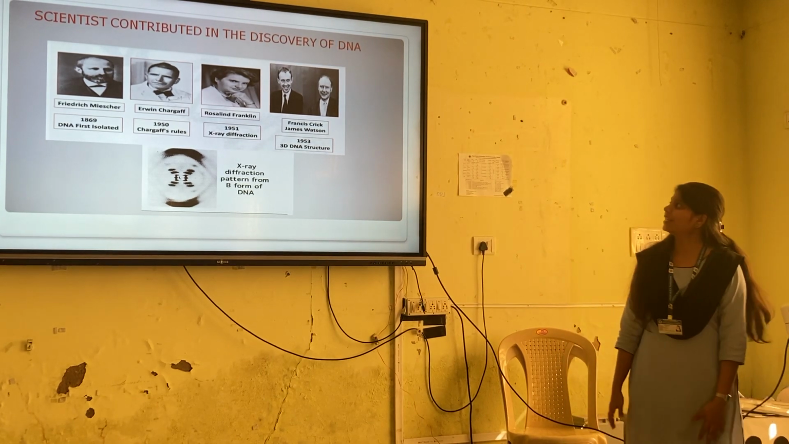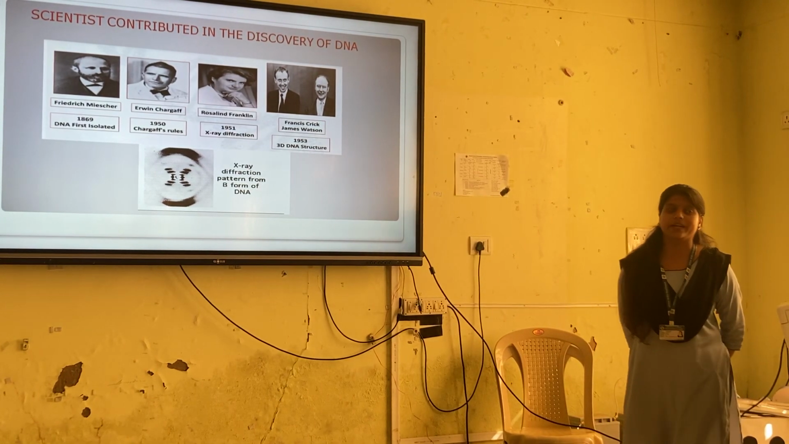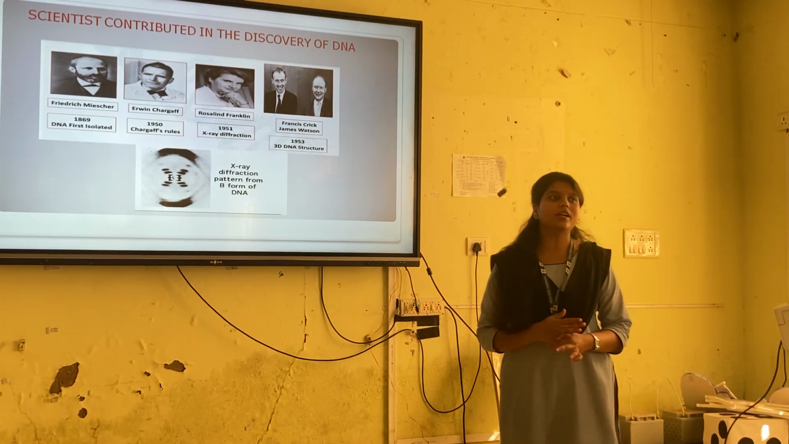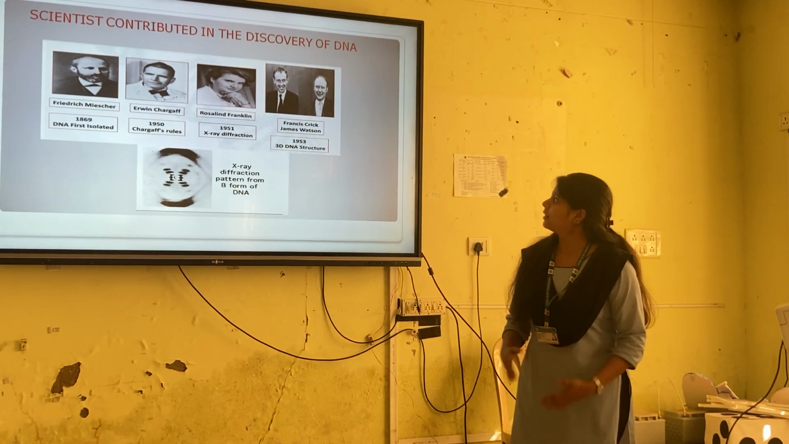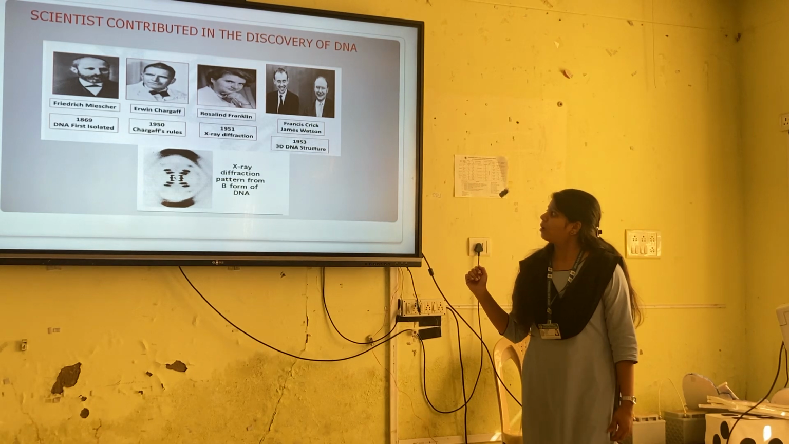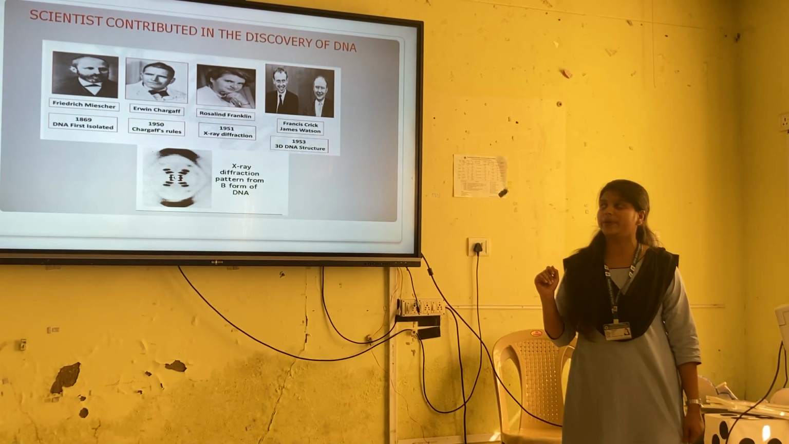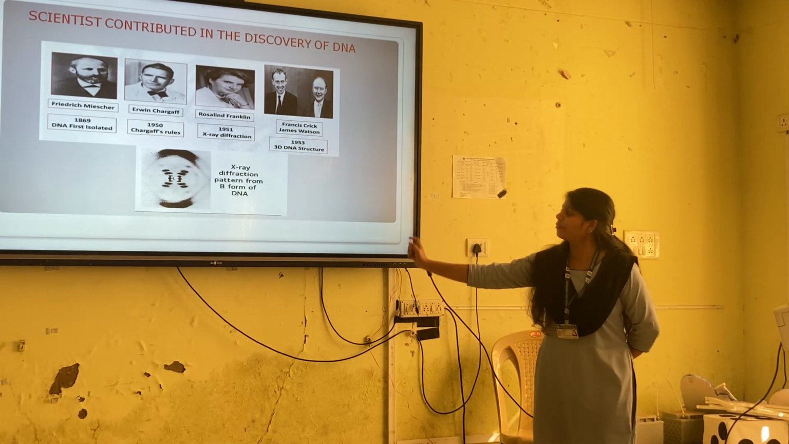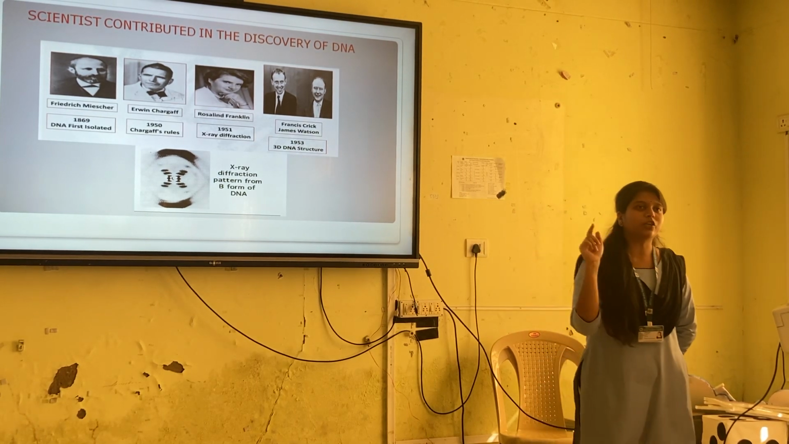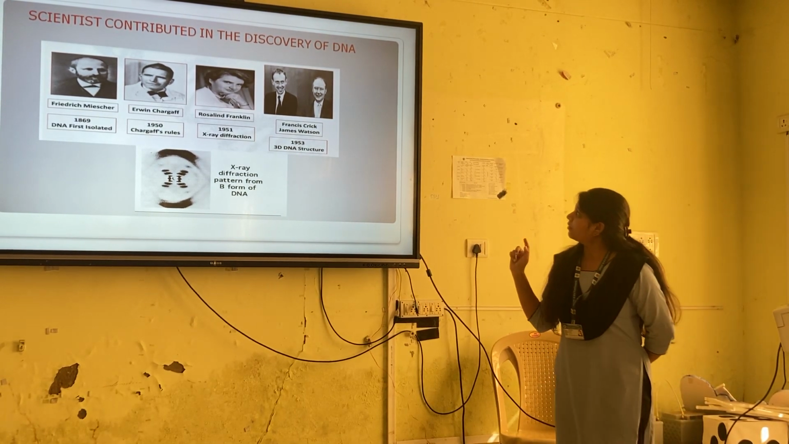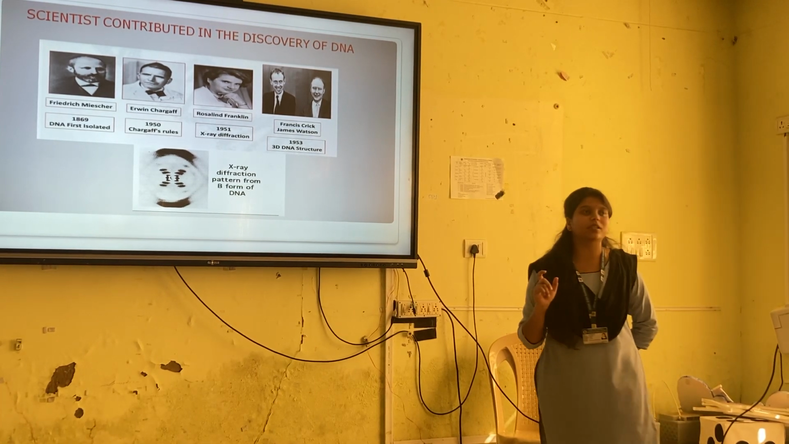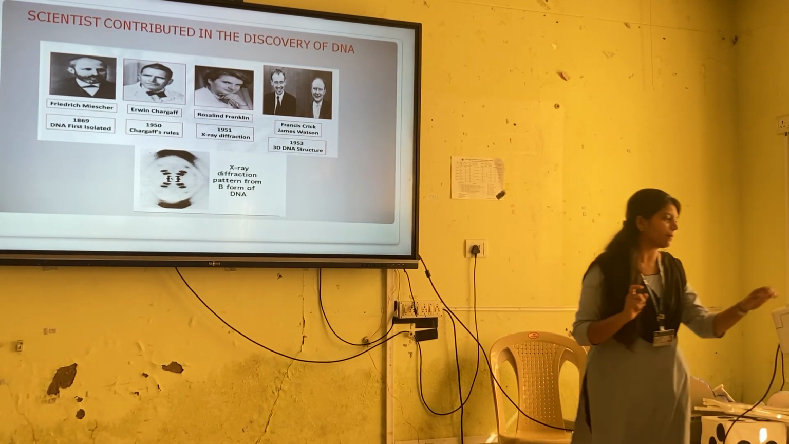So these are the scientists who contributed in the discovery of DNA, starting from Friedrich Miescher, who isolated the DNA in 1869. Then we have Erwin Chargaff, who gave the Chargaff rules in 1950. Then we have Rosalind Franklin, who by X-ray diffraction gave the structure of B-DNA. Okay. Then we have Francis Crick and James Watson, who gave the 3D DNA structure in 1953.